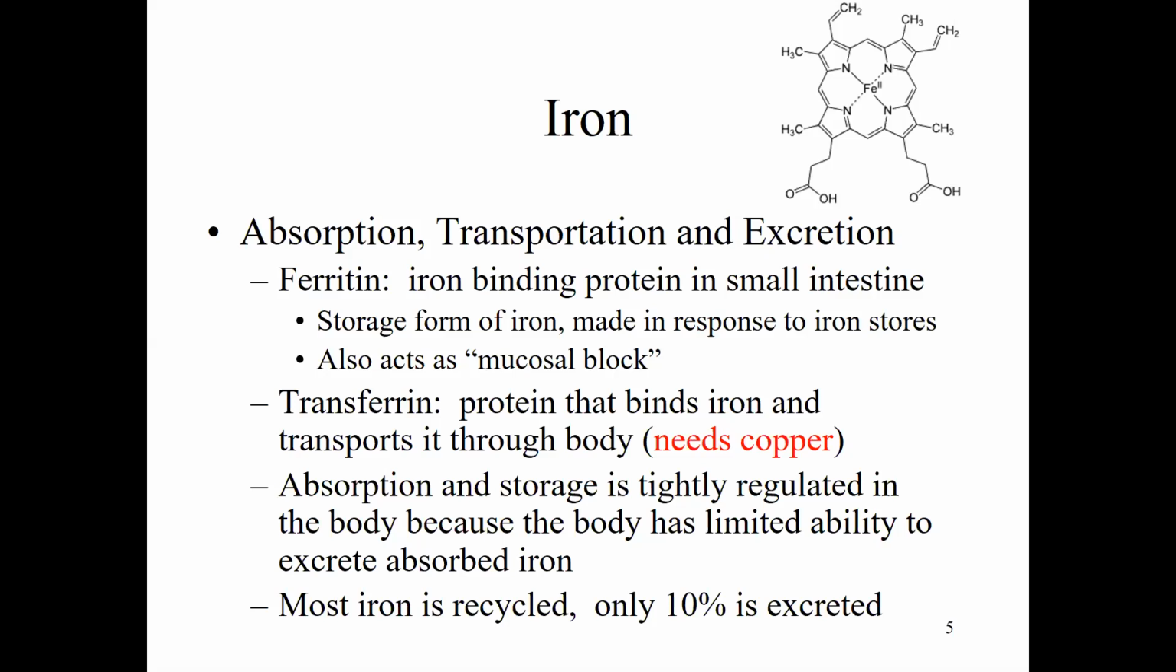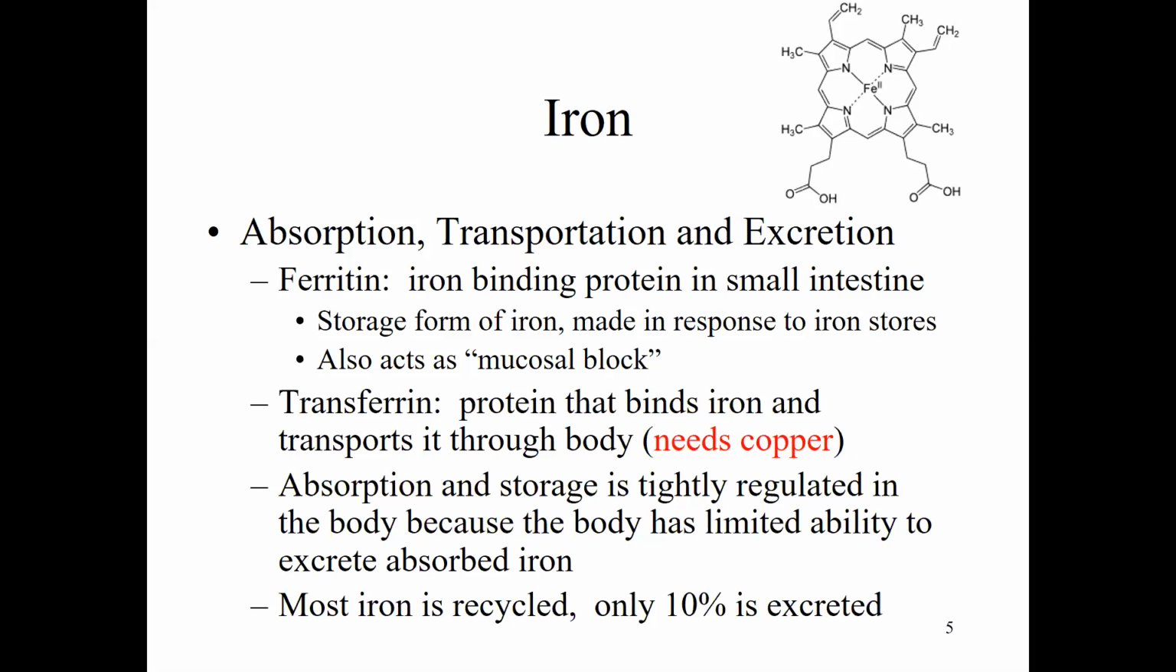So the first protein we're going to talk about is ferritin. You can measure ferritin through a blood test. It's a special protein that binds iron that hangs out in your small intestine. And most people remember ferritin as the storage form of iron. It's made in response to iron stores.